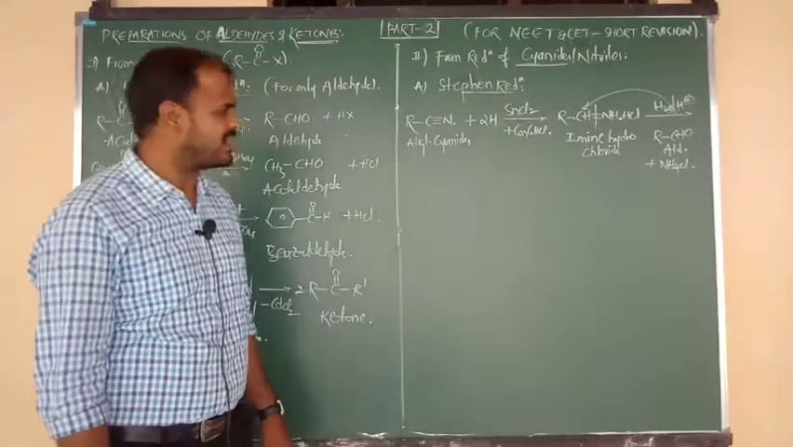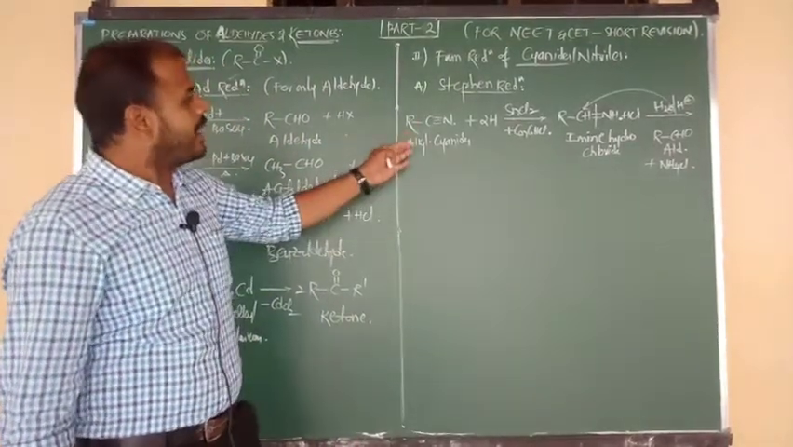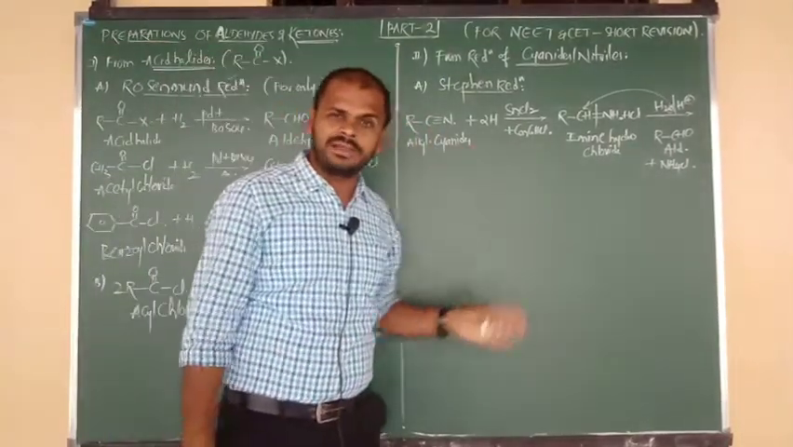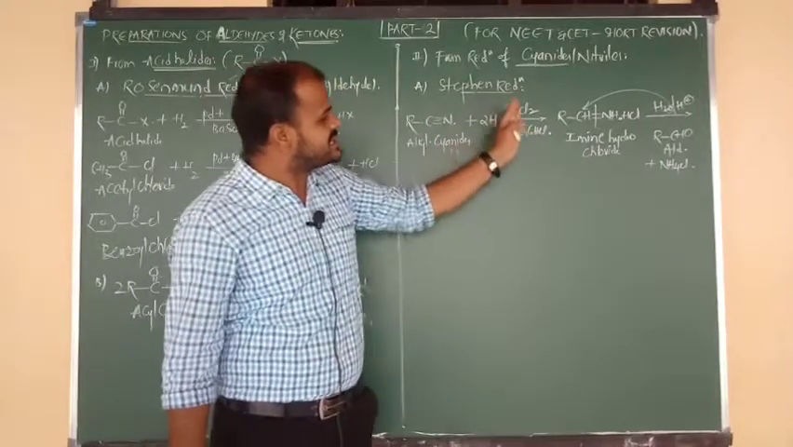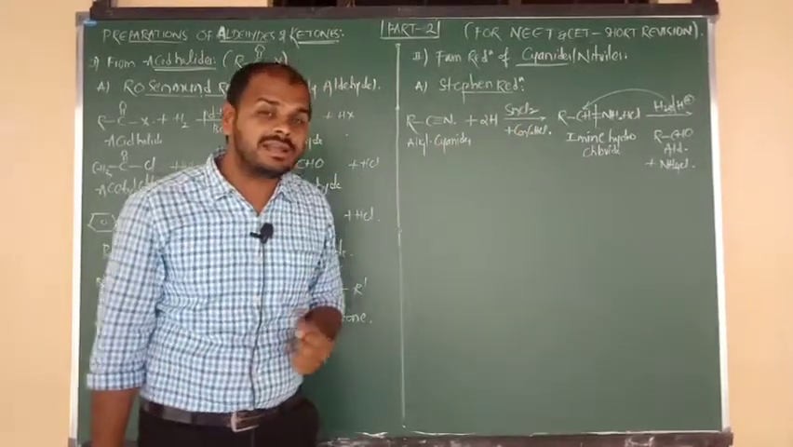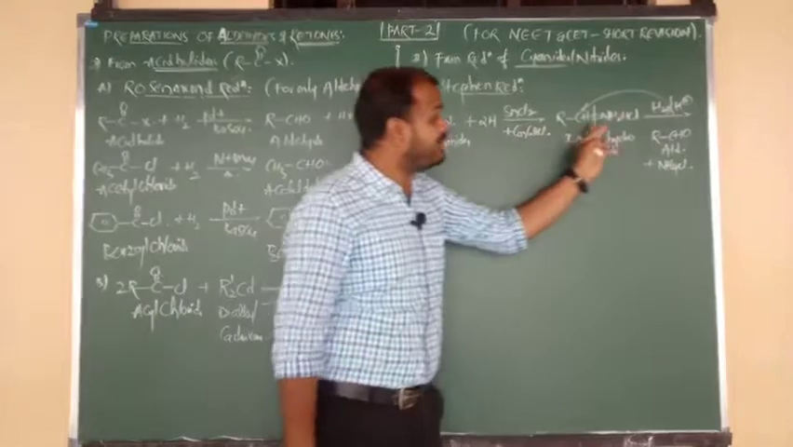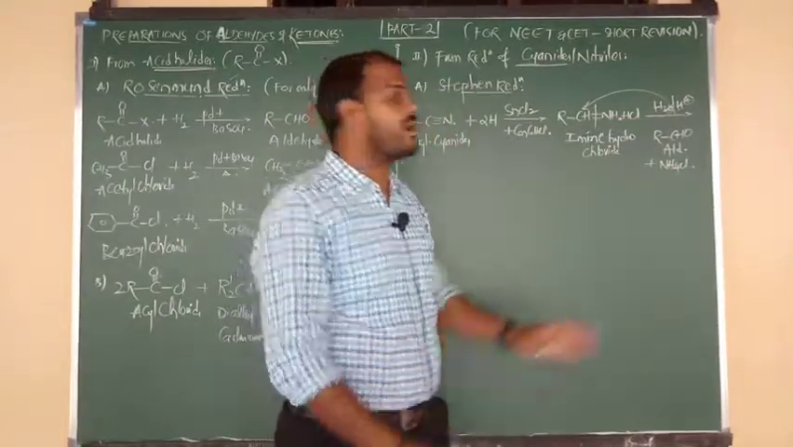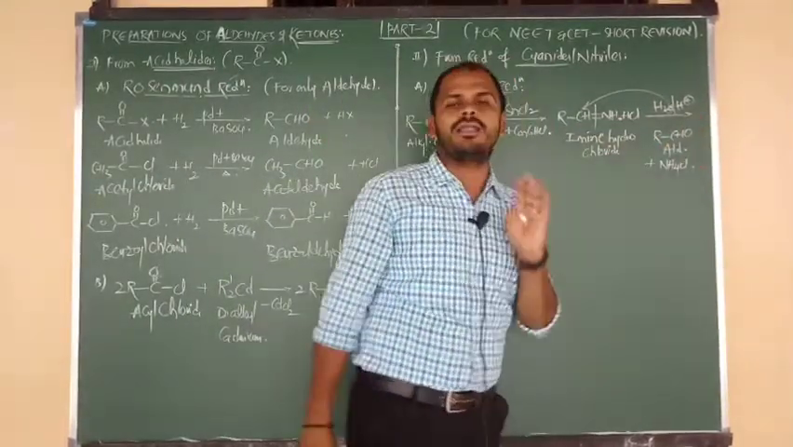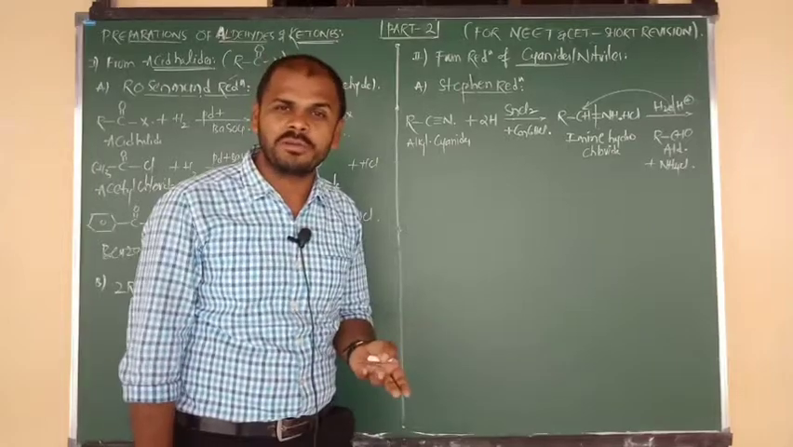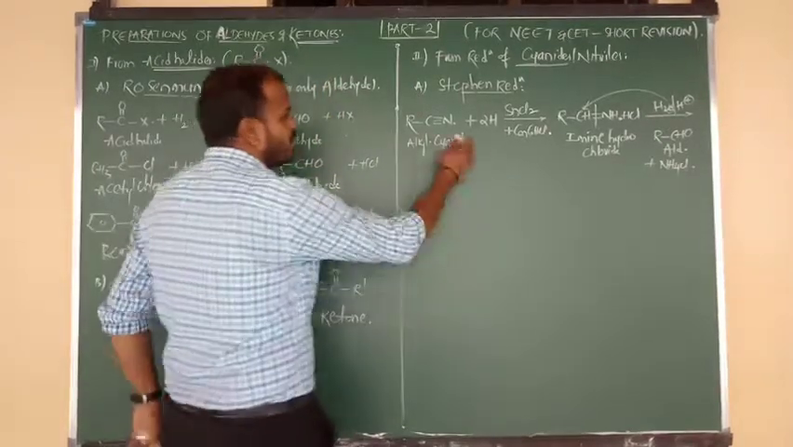I hope you understand. Once again, alkyl cyanides, or nitriles, upon reduction with SnCl2 plus concentrated HCl give imine hydrochloride. It upon acidic hydrolysis gives aldehydes, and the byproduct is what? NH4Cl. Okay.